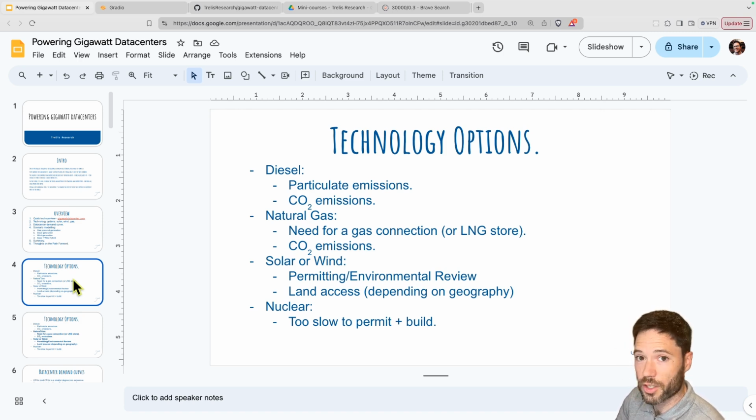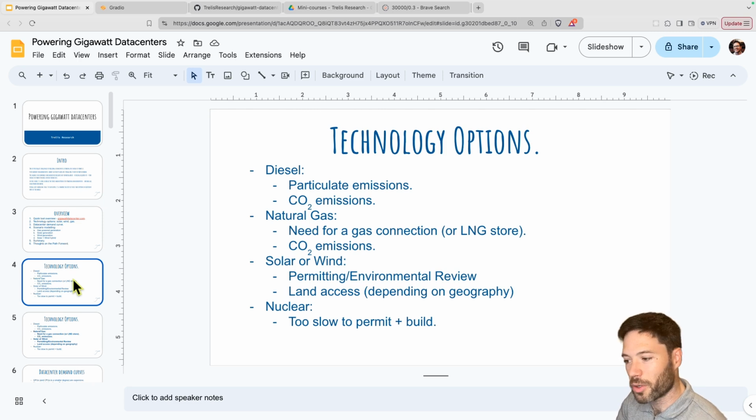One of the key challenges with natural gas, if you're building your own power supply, is that you're going to need a gas connection. So that can be a hurdle if you can't secure a pathway for the gas, or indeed storage for liquid natural gas. And CO2 emissions are a problem there too. In terms of solar and wind, some of the key challenges there are permitting and environmental review, and also getting access to sufficient land, because 1 gigawatt of power is a lot of power that's going to require a lot of land for either solar or for wind.